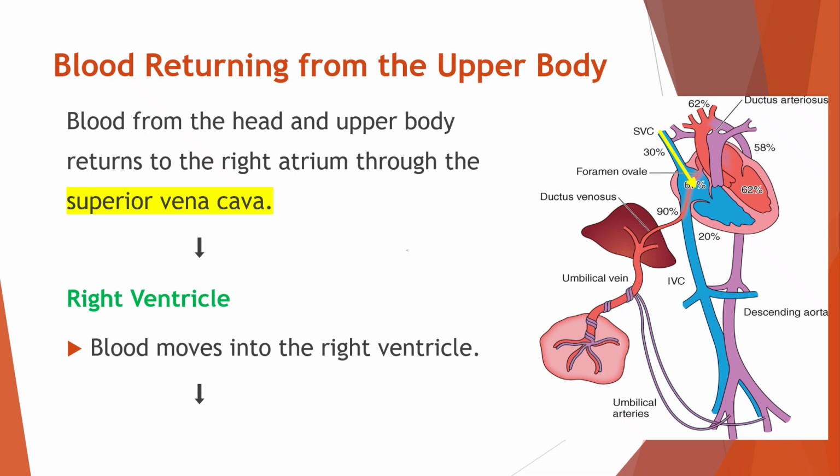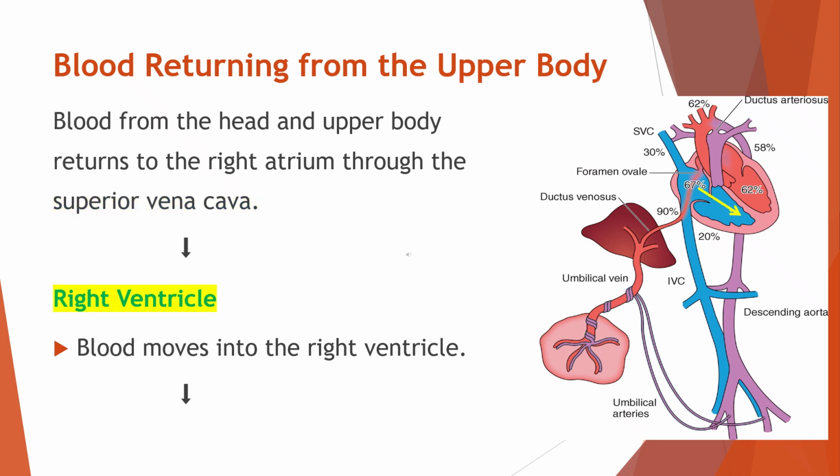Dear students, now let's continue with the second part of fetal circulation. We have already seen how oxygen-rich blood reaches the brain and upper body. Now let's see what happens after the blood has supplied oxygen to these organs. After supplying oxygen to the brain and upper part of the body, the blood becomes deoxygenated. This blood now returns to the heart through the superior vena cava.